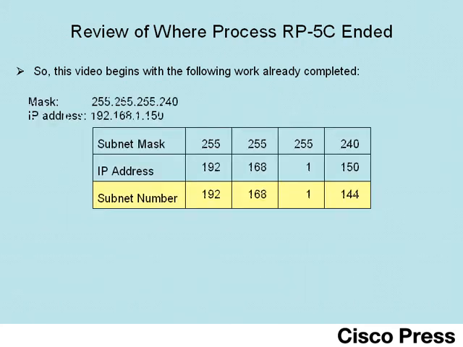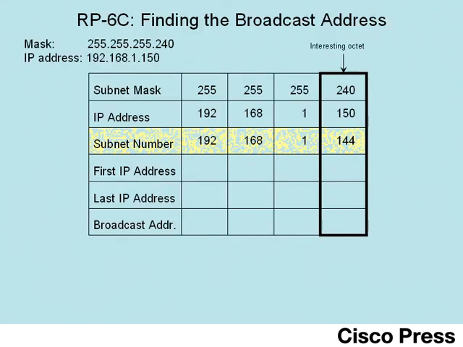Subnetting video 3 started with an IP address of 192.168.1.150 with a mask of 255.255.255.240. That video also showed that the 4th octet would be the interesting octet, and it calculated the magic number of 256 minus 240, or 16. Next, to find the first IP address, last IP address, and broadcast address in this same subnet, we start with a little bit larger table, just with space to write down the answers.